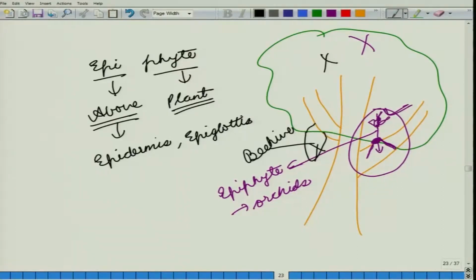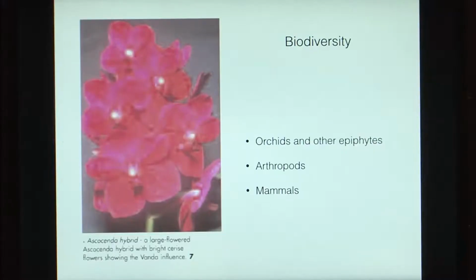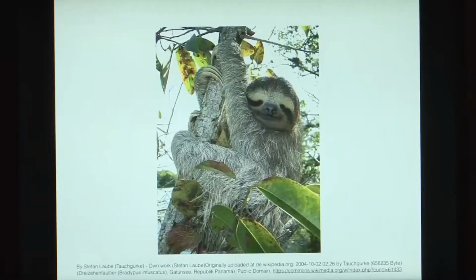Coming back to the slides. There are some mammals that live in the canopies, for example, the sloth. Sloth is an animal that lives in the canopies, a very slow moving organism, which also results in the word sloth referring to somebody not taking interest in activities. Somebody who is a very lazy person is called a sloth.